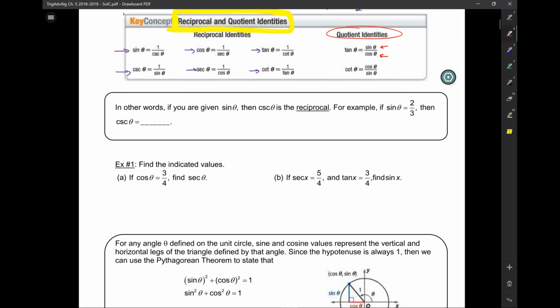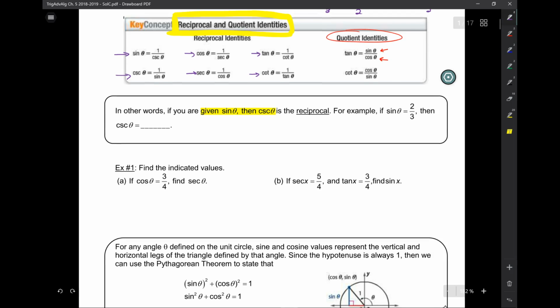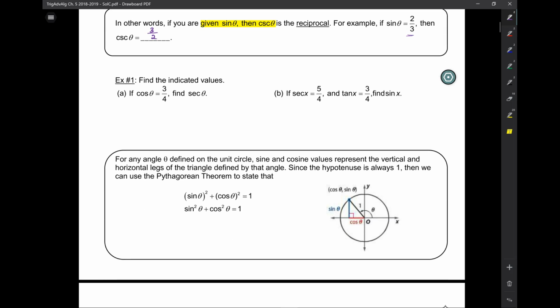So here's what this means. If you're given sine of theta, then cosecant is the reciprocal. So for example, if sine is 2 over 3, then what's cosecant? 3 over 2. So this we've been doing even last chapter, right? We've been doing that already. So then, if you're given cosine is 3 over 4, and you need to find secant, how much is secant of theta? 4 over 3. All right?